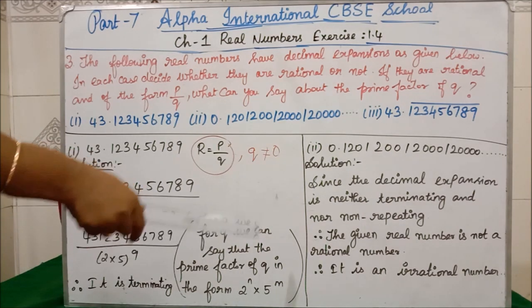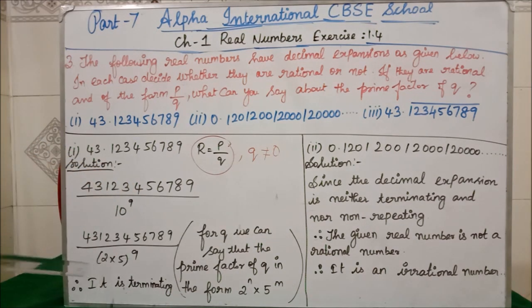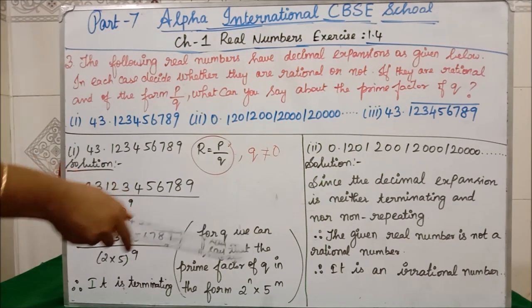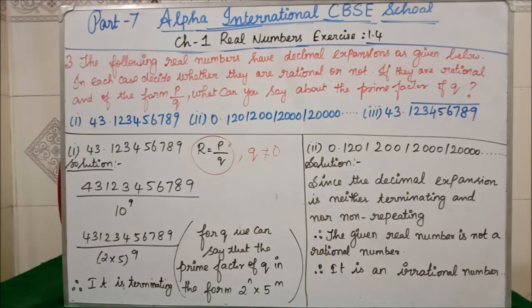For Q, we can say that Q is nothing but the denominator part. The prime factor of Q is in the form 2 power n into 5 power n. What is the answer here? 2 power 9 into 5 power 9. So we can say the first subdivision is terminating. Clear? Now see the second subdivision.